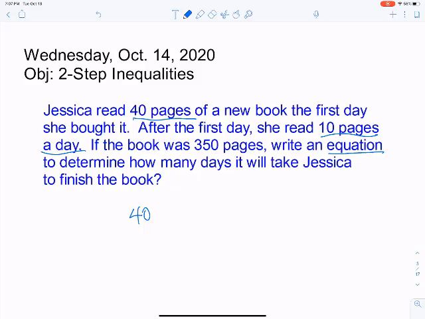Okay, so our variable is actually D for days. And what are we going to do? We're going to read 10 pages per day. So 10 pages per day, 10 times D, however many days it is, plus the 40 that we read originally, equals, and now if the book has 350 pages, equals 350. Now what we have to do is solve this one. So what I want you to do is pause the video and solve the problem.